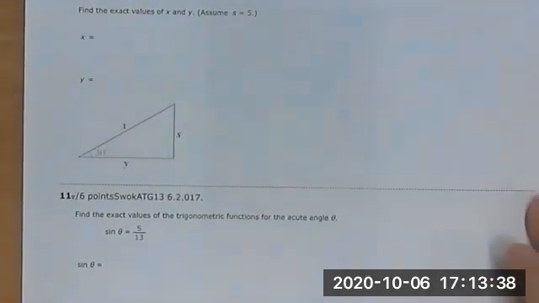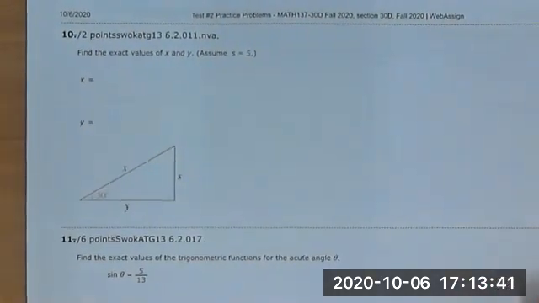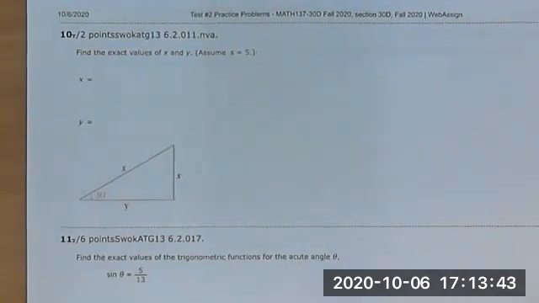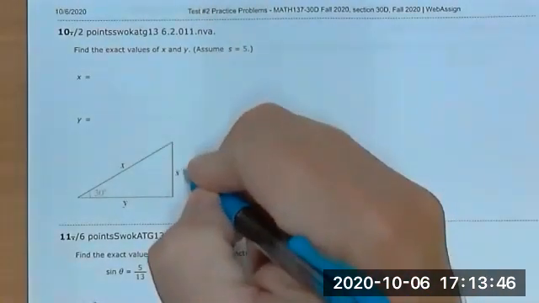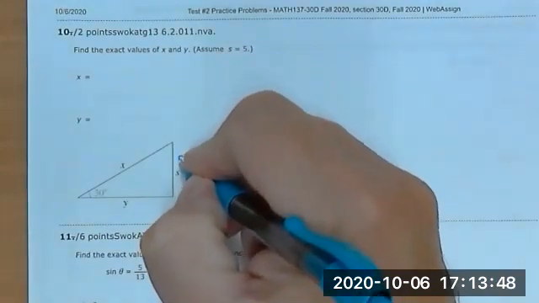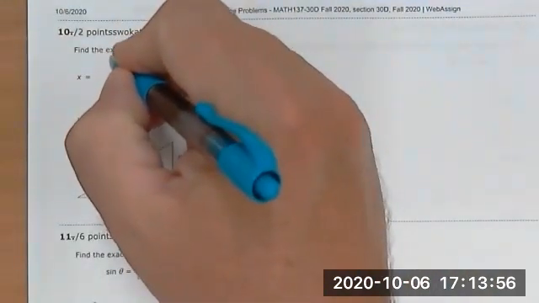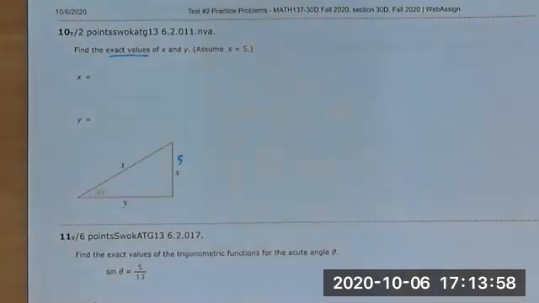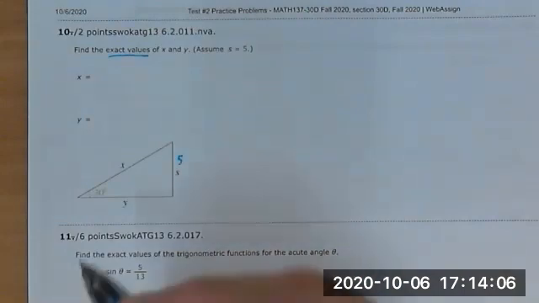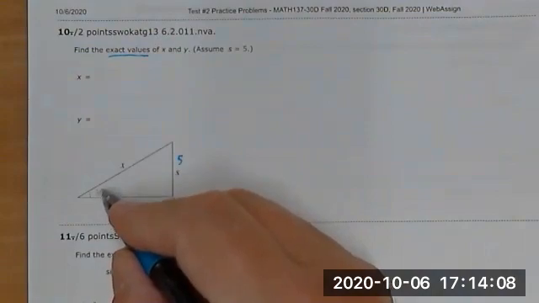All right. Number 10 is another right triangle. Find the exact values of x and y. Assume s equals 5. So this is 5. My angle's 30 degrees. Now the reason I can do this, first of all, exact value means no calculator, no decimals. There might be square roots in your answer. That's what an exact value means. But I can do this because 30 degrees is one of my special angles.